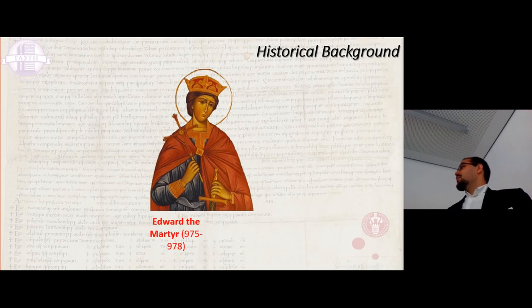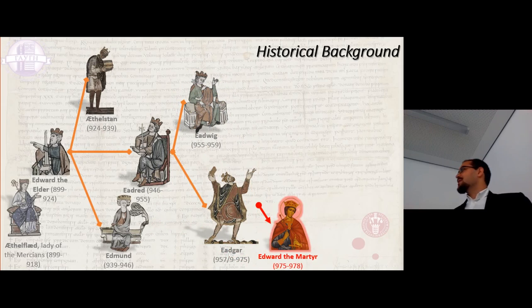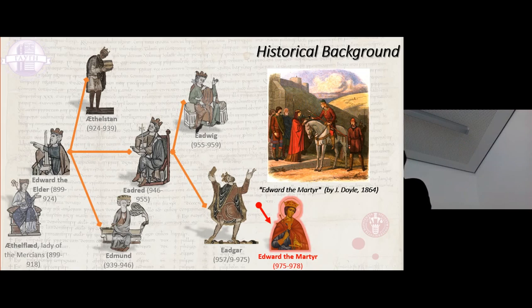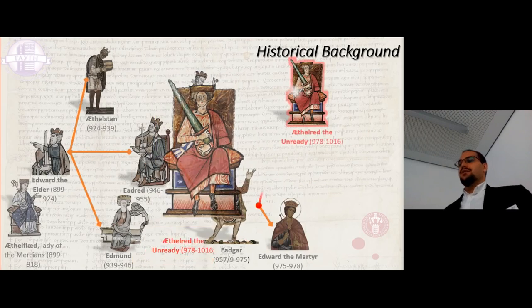Then came Edward the Martyr, who's best known for being killed. Killed at his brother's estate. Next one, please. This is a nice Victorian style picture of the supposed murderer. You can see a little knife here. So he was stabbed in the back. From him we have just a few charters. Then came King Ethelred the Unready, who is best known for losing basically all the wars against the Vikings.